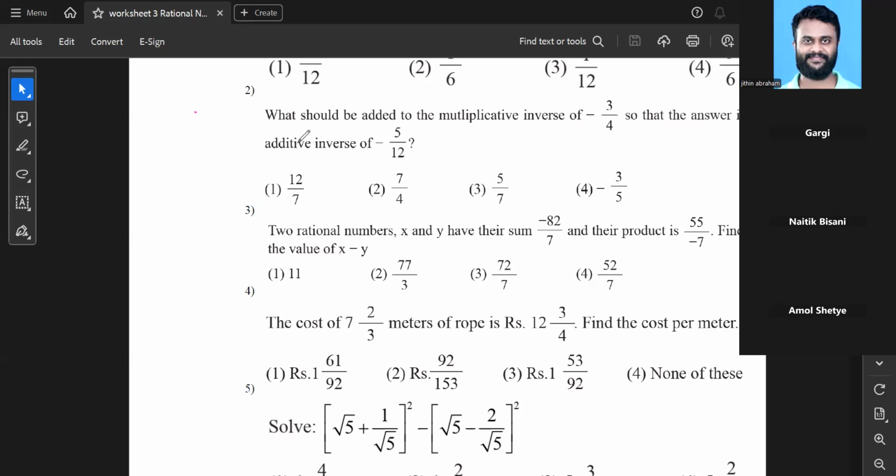Let me solve this now. What should be added? Something is to be added, right? Let me call that something x, for our convenience. Something is to be added to the multiplicative inverse of minus 3 by 4.